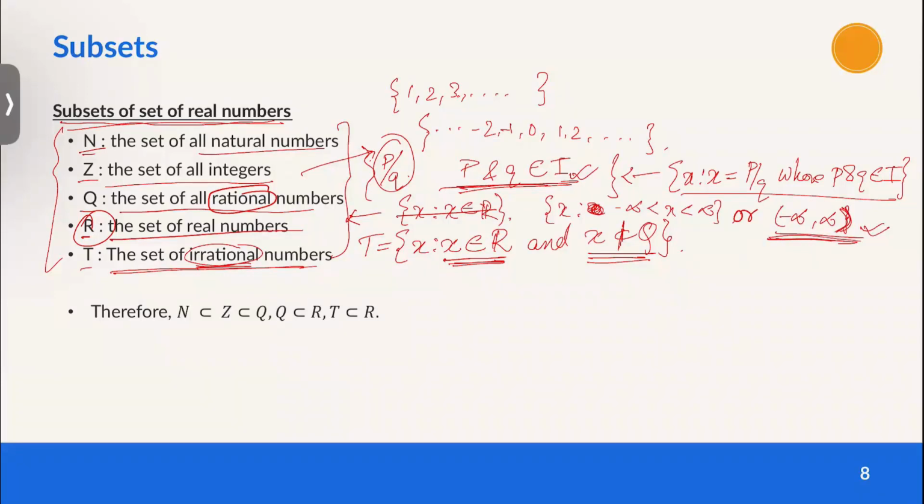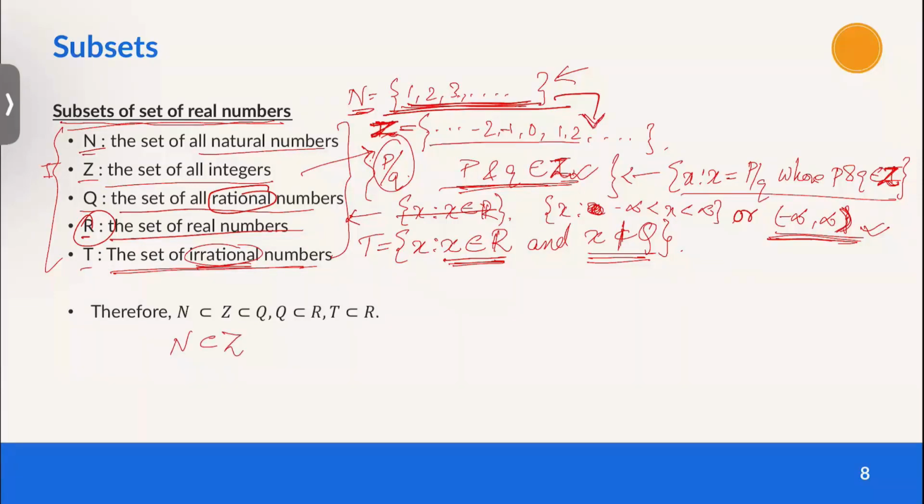Now we have to notice a few things. When we see natural numbers, this is the set of all natural numbers, and these numbers are there in the set of integers. Sorry, Z, I'm writing Z. It can also be written as I, which is also denoted for integer numbers. So all the numbers which are there in the set of natural numbers N are there in the set of integers. So we are writing N is a subset of Z.